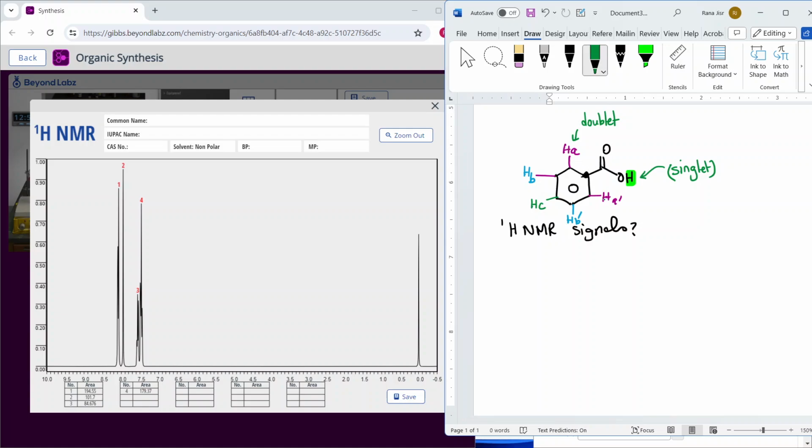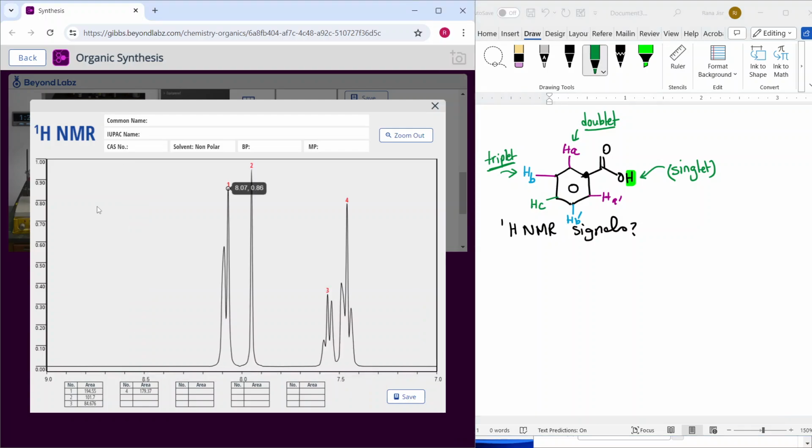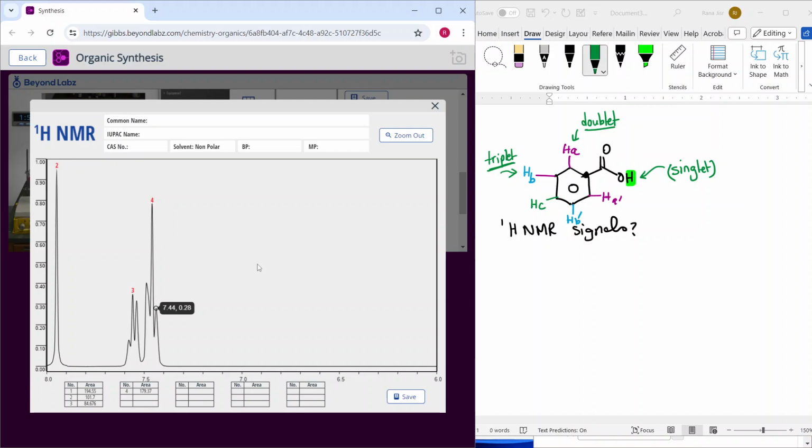For hydrogen B, it's split by both. It's split by hydrogen C and hydrogen A into 2 plus 1. N plus 1, you have two neighboring hydrogens plus 1. So hydrogen B will show as a triplet. And that triplet will also have the same intensity as the doublet. And I can see this. I can see a triplet and I can see a doublet. You can easily zoom in there to see the peaks.